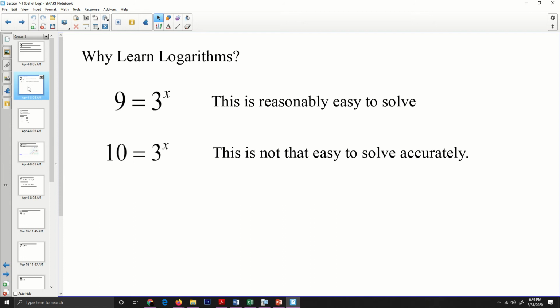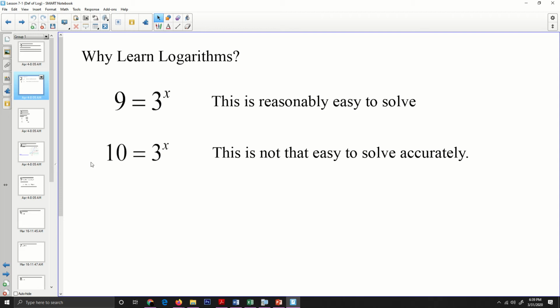So first, why should we learn logarithms? Well, when we look at this first equation here, we have a variable that is an exponent. And this one is fairly easy to solve because all we need to know is that if these two things have the same base, then the exponents would have to be the same. So 9 is actually 3 squared. And so 3 squared has to equal 3 to the x. We know that x is equal to 2.